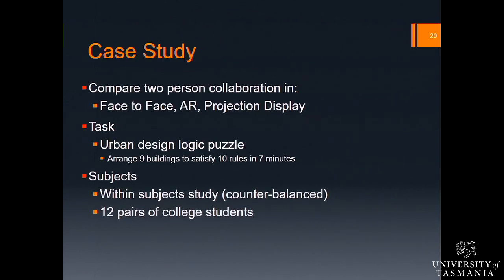There are 9 buildings, but each building has certain regulations, like certain buildings cannot be next to the church and those kinds of things. So they need to read those rules and try to use those tools to help guide them with where the building should go. So they have a total of 9 buildings to satisfy 10 rules in 7 minutes. This is giving them a question and task.